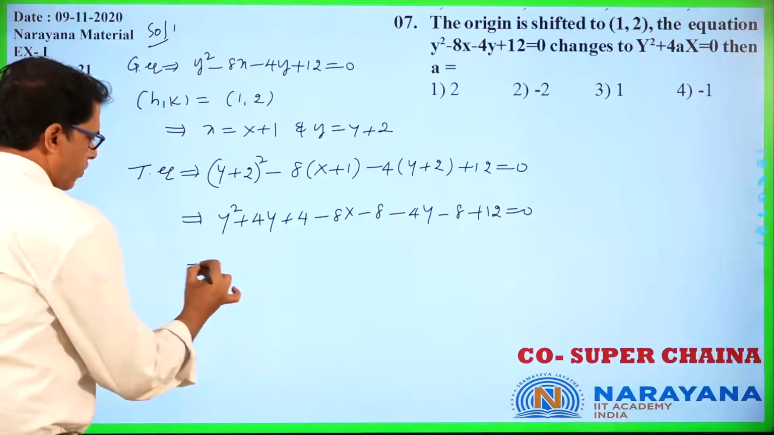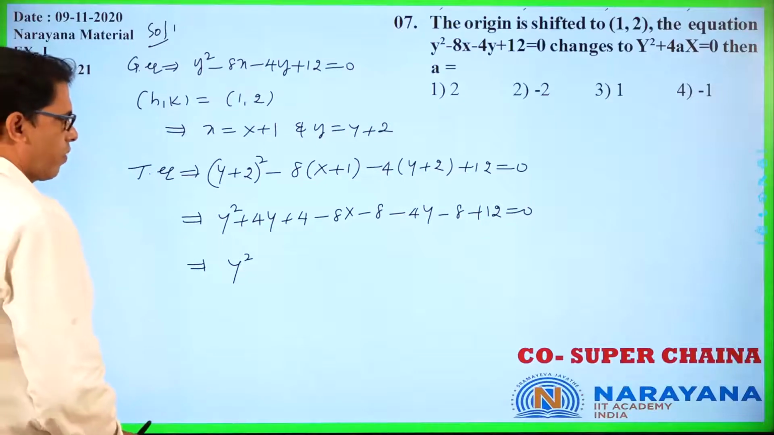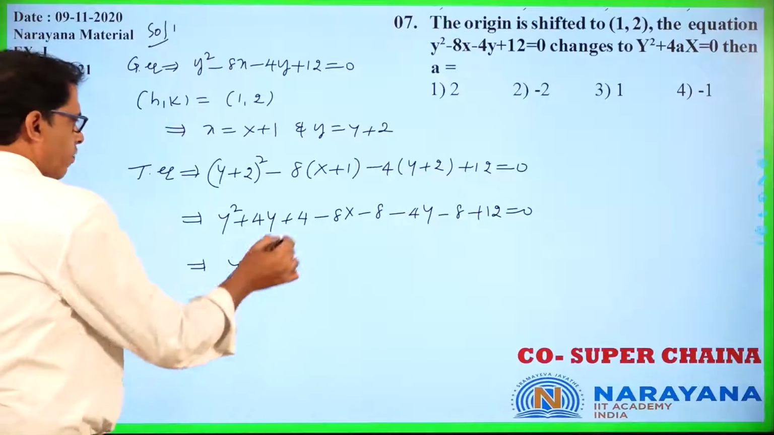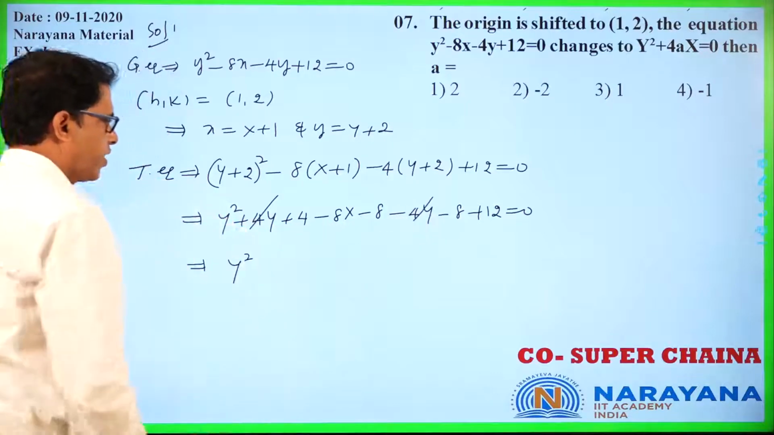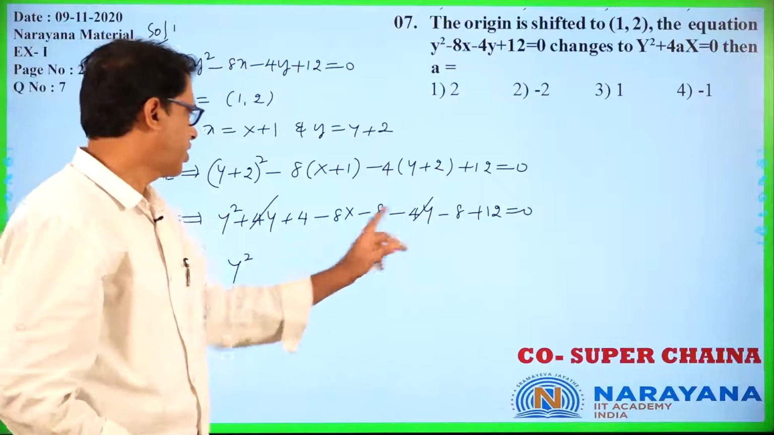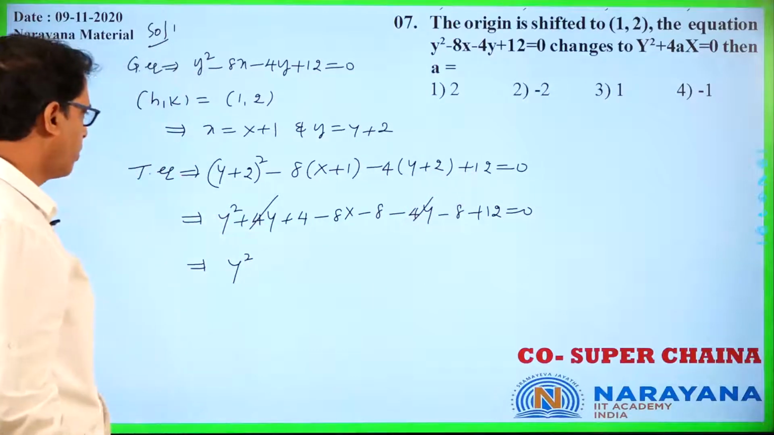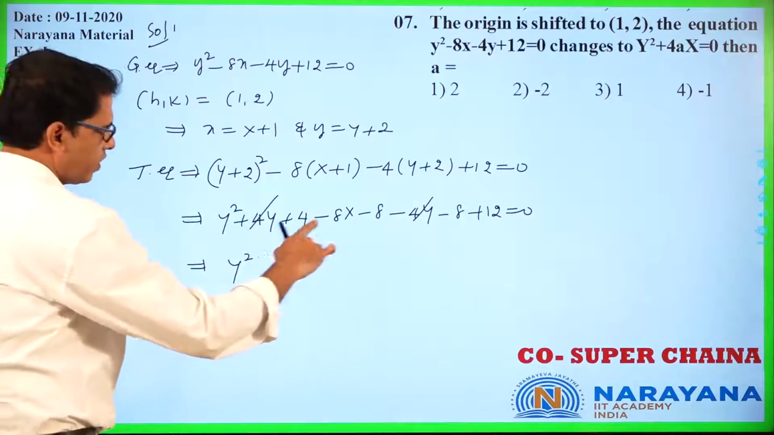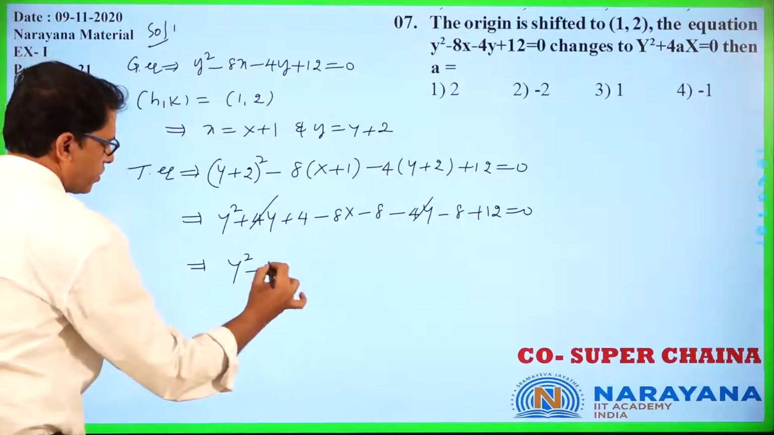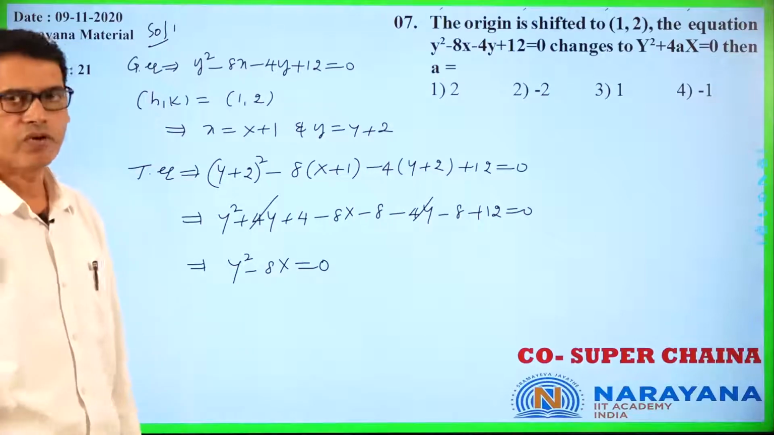Then first y square term. Here you see y terms get cancelled, no? And constants also: 8, 8, 16, 12, 4, 16. So constant also becomes 0. Then we are left with what? y square minus 8x equals to 0. y square minus 8x is equal to 0.